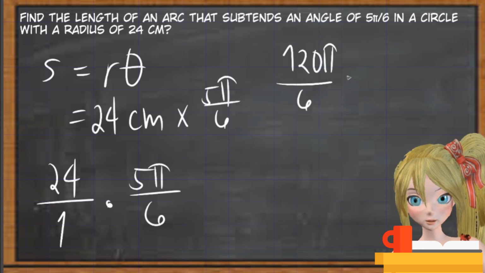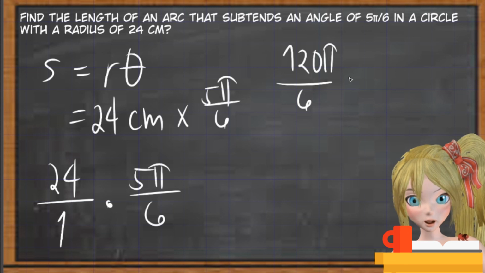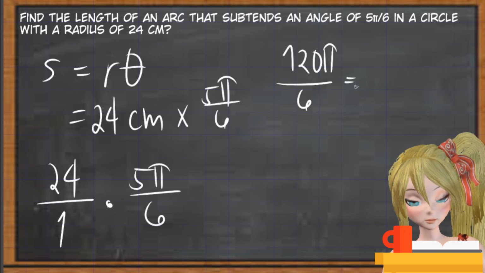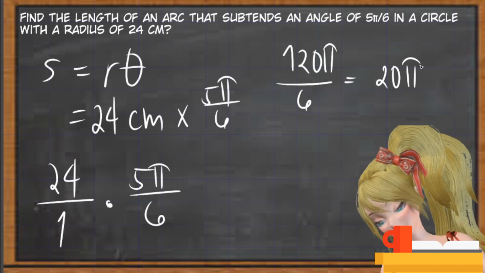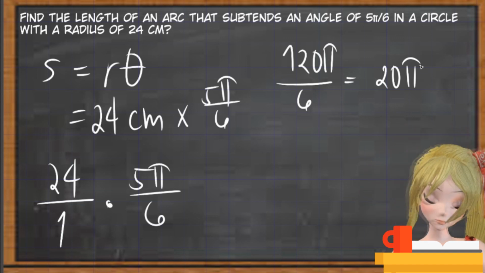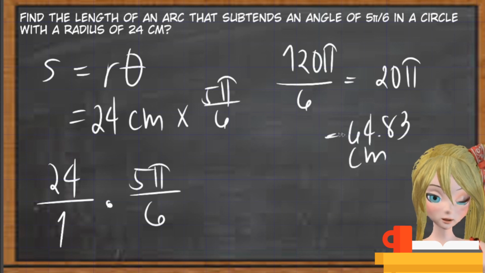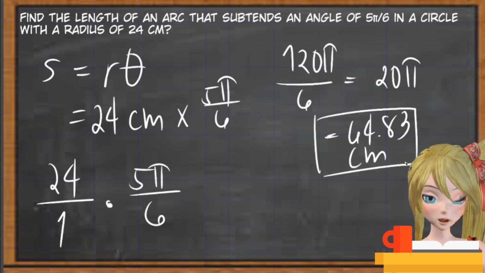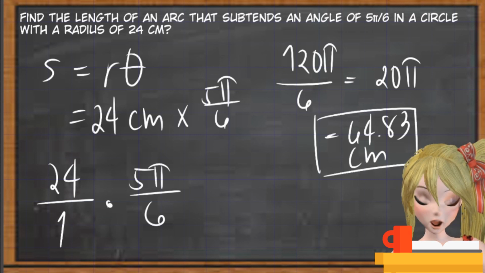And after that, you just gotta think, can I still simplify this? And the answer is yes. So, 120 divided by 6 would be 20 pi. And after that, like I said, would you still be able to simplify this? And the answer is yes. 20 times pi would be 64.83 centimeters. And that is our final answer. Well, approximately our final answer, I guess.